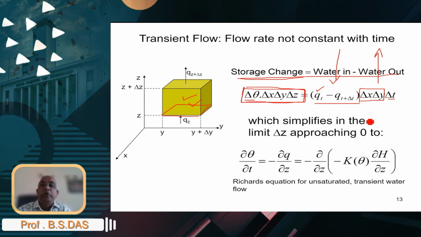And so therefore one could really cancel out this delta x and delta y, bring this delta t this side, and of course you could do delta z that side, and then of course you do this limiting case, set delta z equal to 0, and bring in place of this q the Darcy-Buckingham equation. That is the expression q, and develop a complete mechanistic description of water under transient condition, which is called the Richards equation, for unsaturated soil under transient water flow condition.